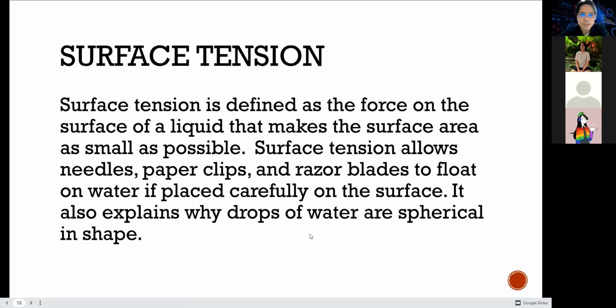Surface tension. Okay, surface tension is defined as the force on the surface of a liquid that makes the surface area as small as possible. Surface tension allows needles, take note, paper clips, and razor blades to float on water if placed carefully on the surface. It also explains why drops of water are spherical in shape. Have you seen a droplet of water?